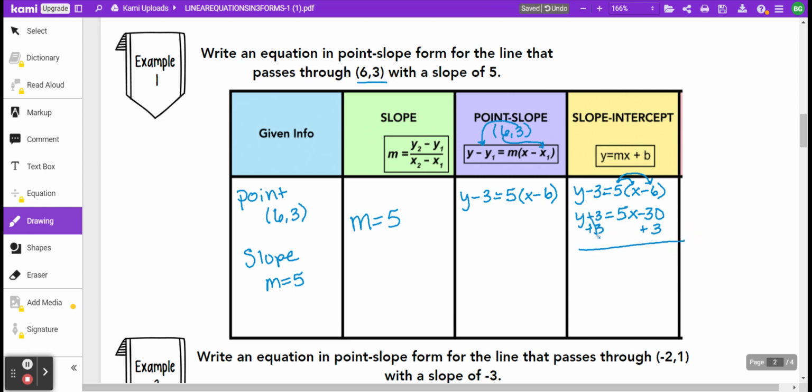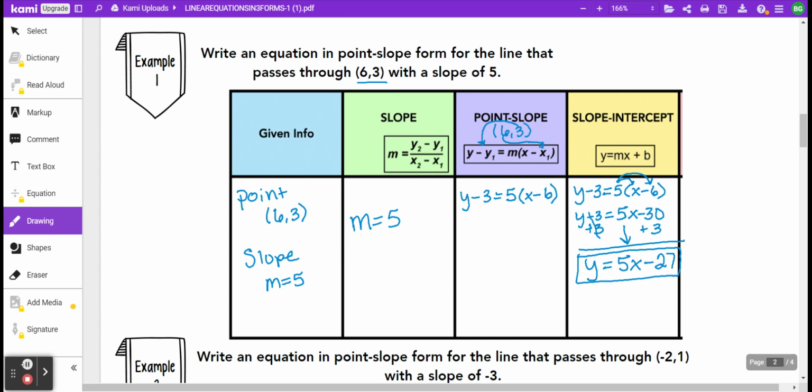When I do that, my 3's zero out, giving me y on the left side. There's nothing with my 5x, so I'm going to bring it straight down. And negative 30 plus 3. Remember, you can use your Desmos calculator, but you are going to get a negative 27. So there's our final answer for slope-intercept form.